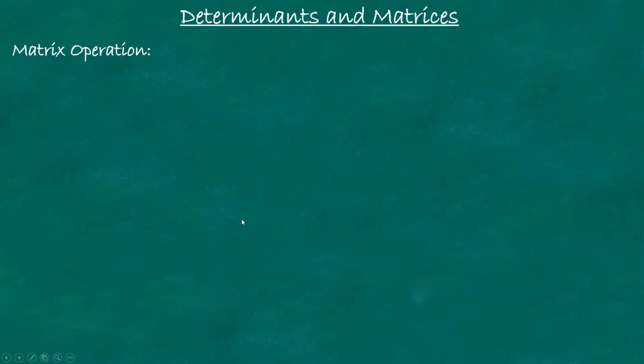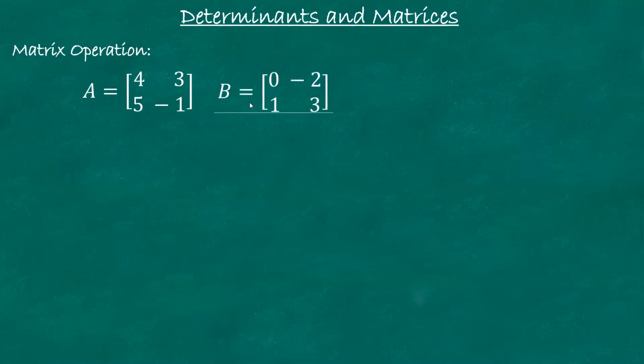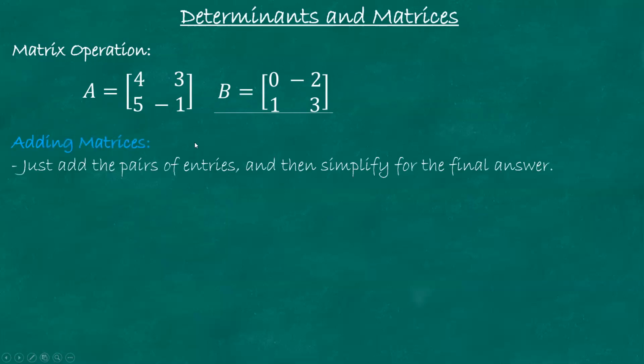So, let us start with the basic matrix operations. Example, you have matrix A and then matrix B, 2 by 2 and 2 by 2. First is how to add matrices. You can only add matrices if they have the same dimensions. 2 by 2 and 2 by 2 is possible. But 2 by 2 and 3 by 2 or 2 by 3 is not possible. You cannot add the two matrices.